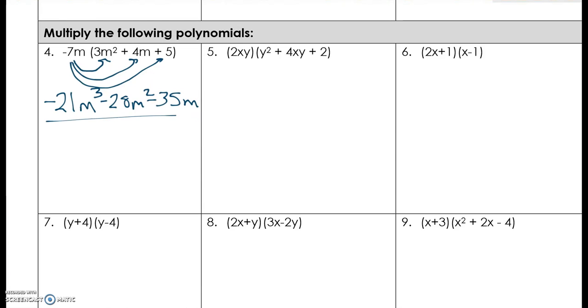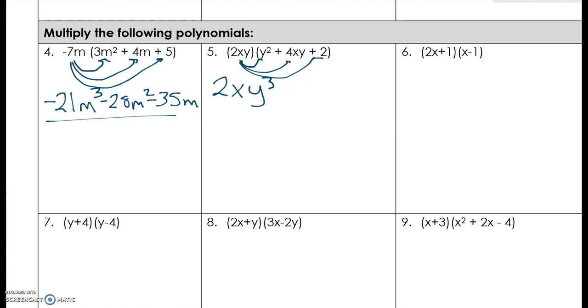Okay? Moving on to problem number 5, we have 2xy times y squared plus 4xy plus 2. So we want to distribute. 2xy times y squared is, well, it's actually 2xy to the third.